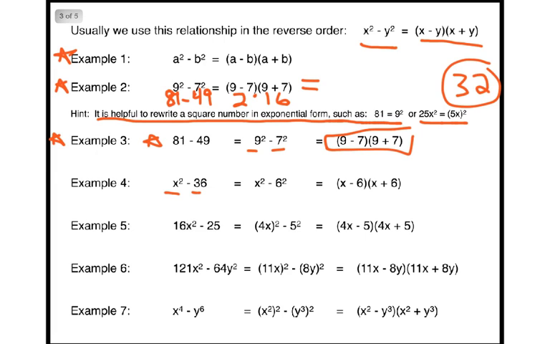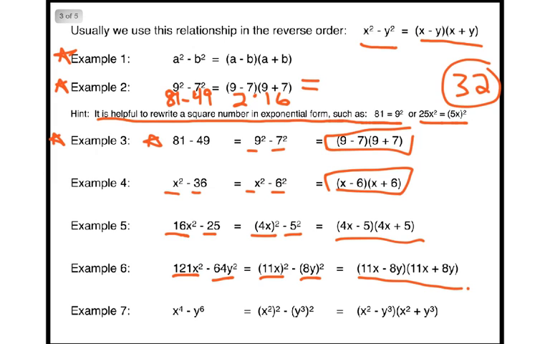X squared minus 36, rewrite it as x squared minus 6 squared, and then use the difference of squares rule. 16x squared minus 25, you can rewrite the 16x squared as (4x) squared, and the 25 as 5 squared, so that you can use the difference of squares rule. In this example, 121x squared can be rewritten as (11x) squared, and 64y squared can be rewritten as (8y) squared, so that you can use the difference of squares rule.